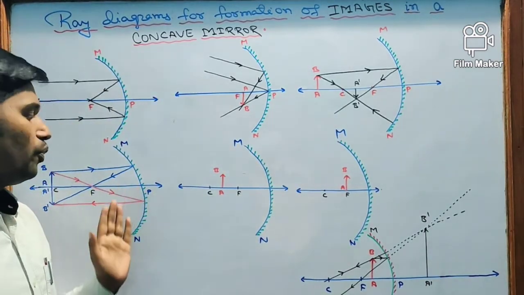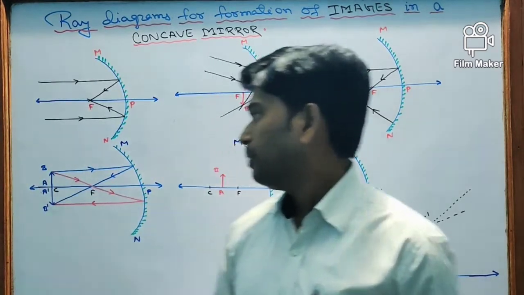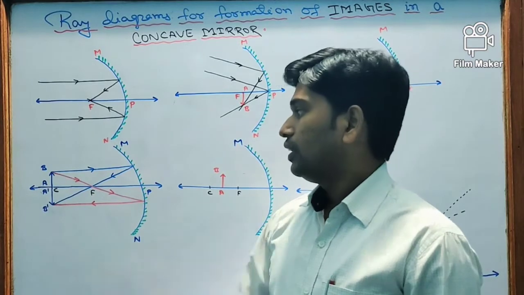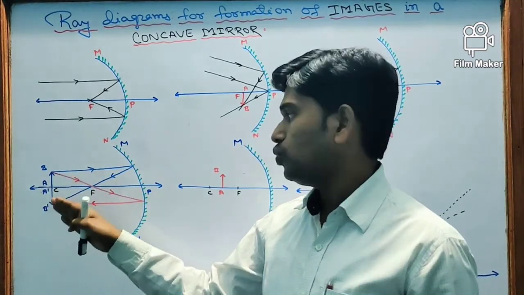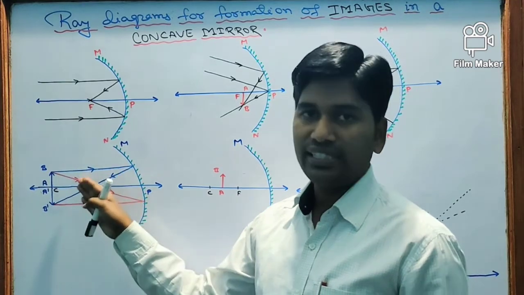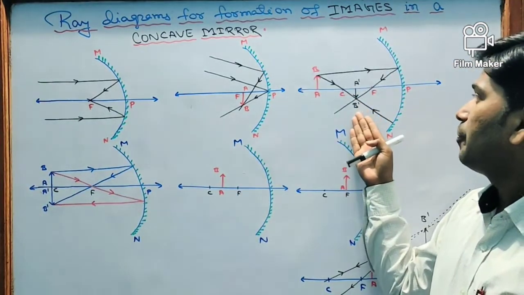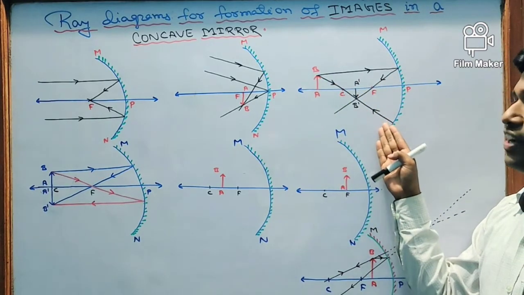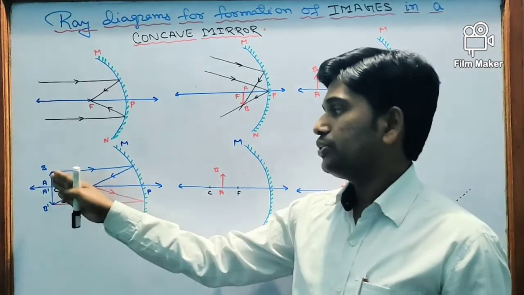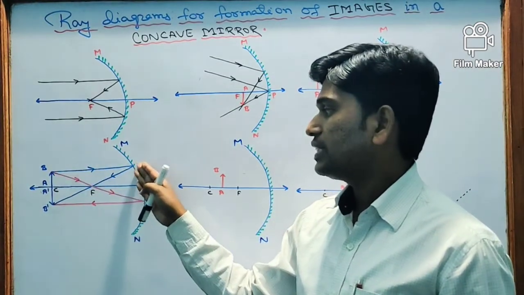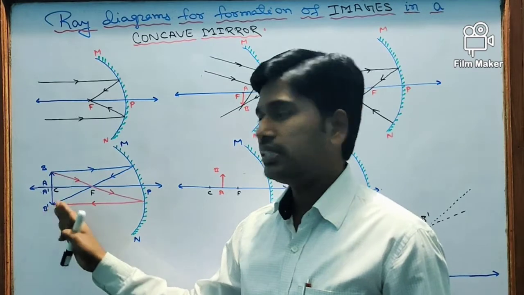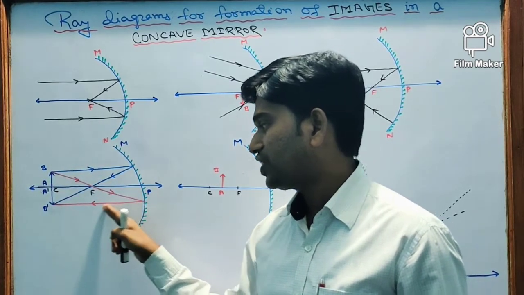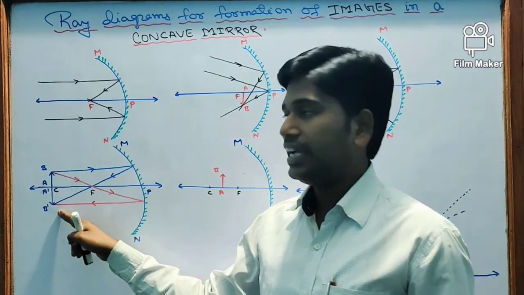Next, when the object is placed at the center of curvature, then again we use the same two convenient rays as I show in this diagram. One parallel to principal axis and one passing through the center of curvature. One parallel to principal axis, after reflection passes through the focus, and one ray incident through the focus, after reflection, becomes parallel to principal axis.